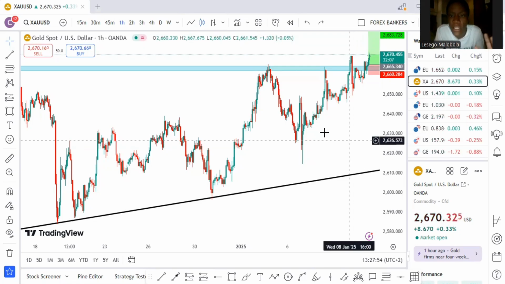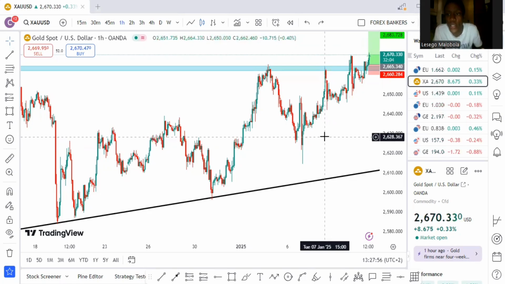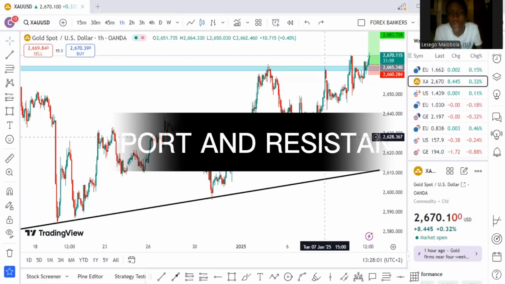Guys, you remember the last video, we were backtesting trends, right? Market structure. So on today's video, we're just gonna backtest support and resistance.